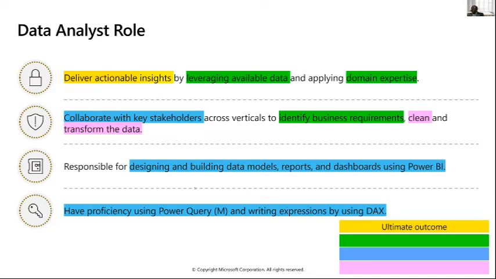Now, the blue is a step. So how do you do this? Leveraging available data, applying domain expertise, identify business requirements. You do that by collaborating with key stakeholders. I've mentioned something like that. You have to be a team player. Making relationships with people doesn't mean that you go out and drink with them, you go to a weekend party with them. It just means that when you get somewhere, you want to know who are the people in different roles.